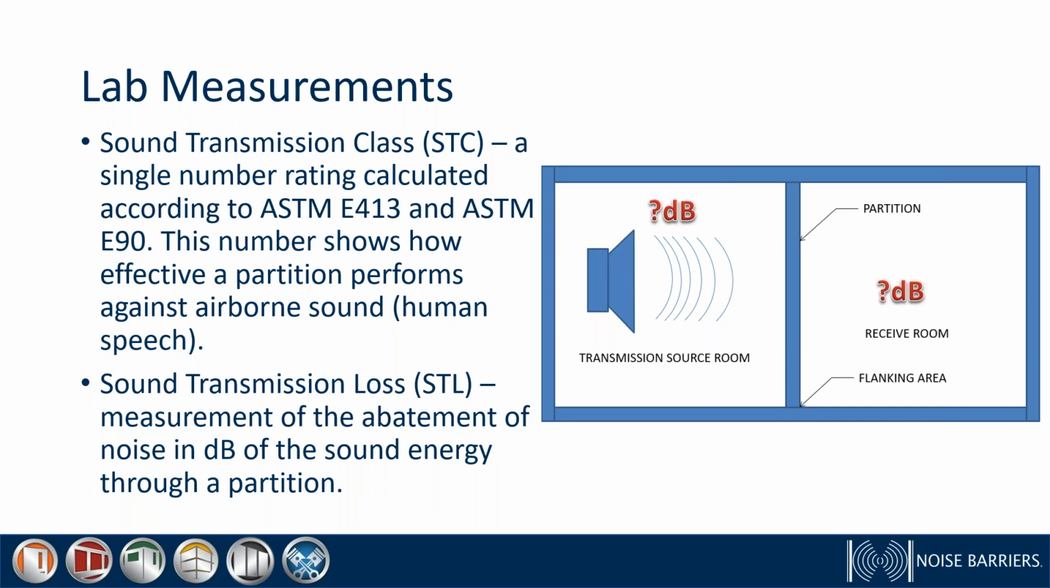So in the illustration to the right, you can see the transmission source room blasting the sound through the partition into the receive room, and you're going to see the reduction in sound in decibels and dBA from room to room, and that's going to help you get that STC number. So you think of an STC 50 door or something like that, that would be determined by running this test.